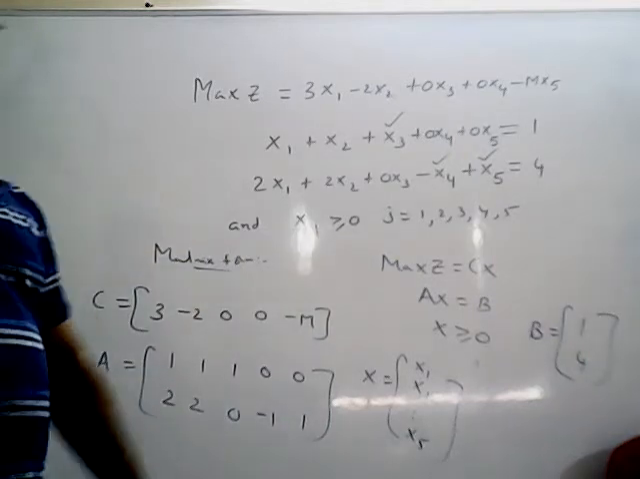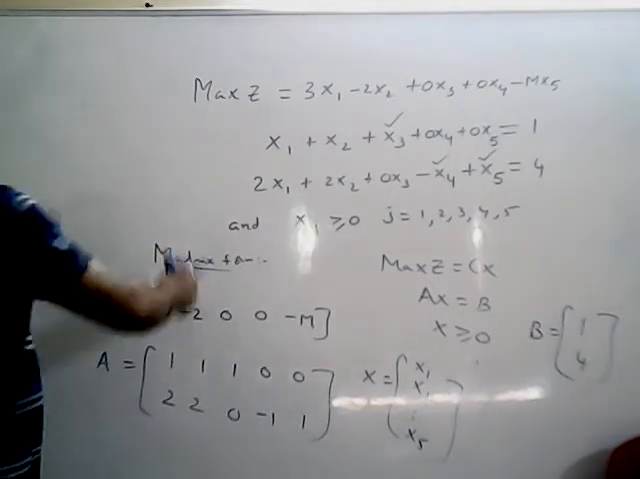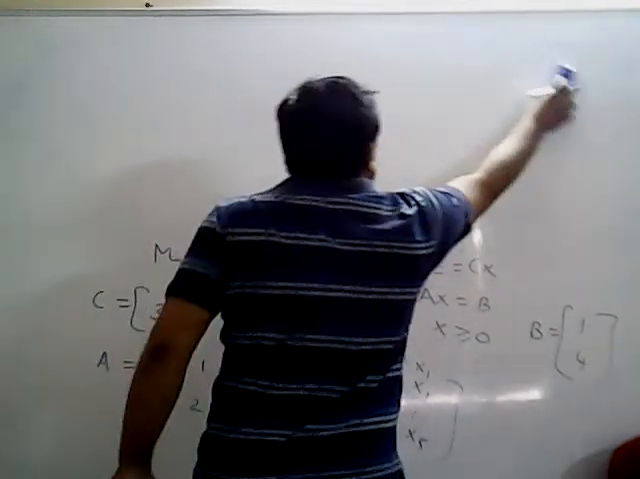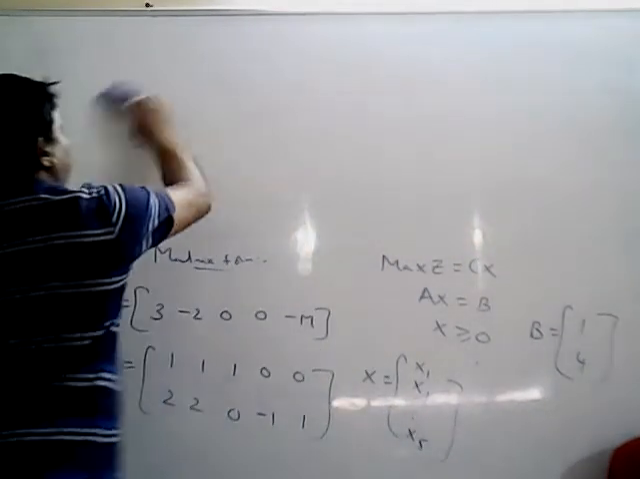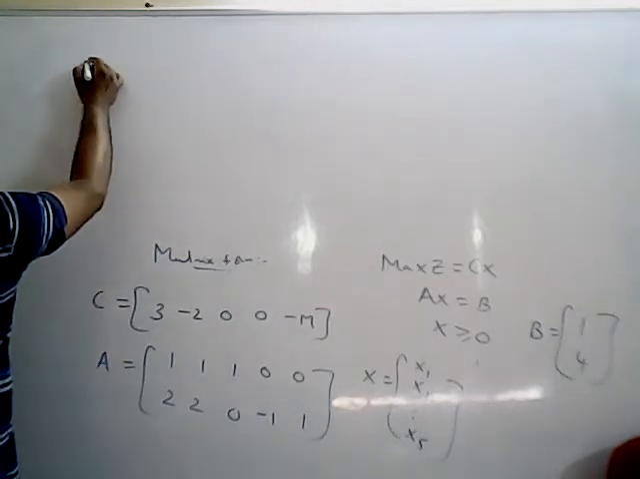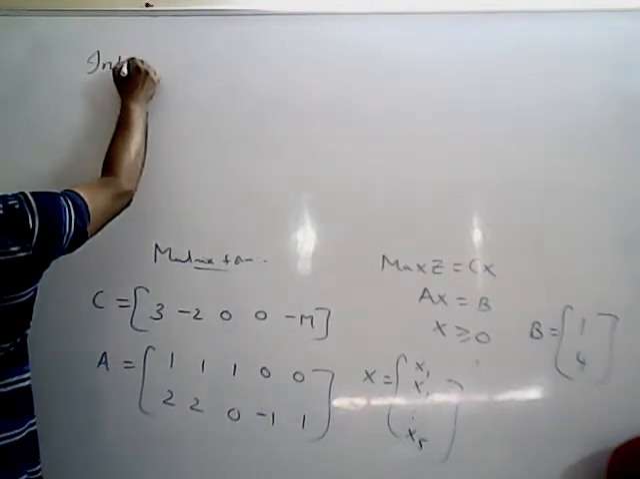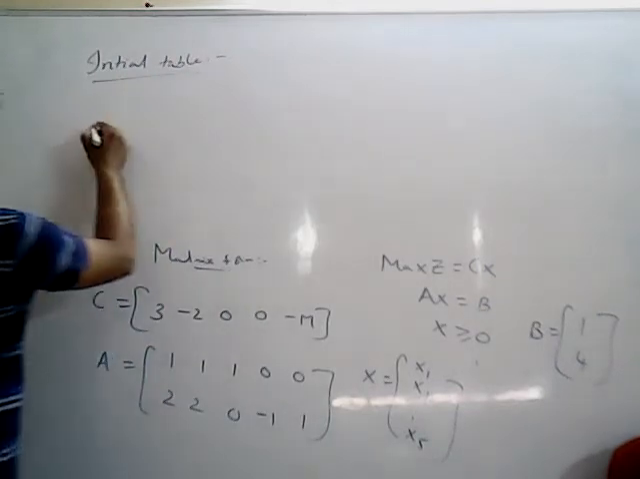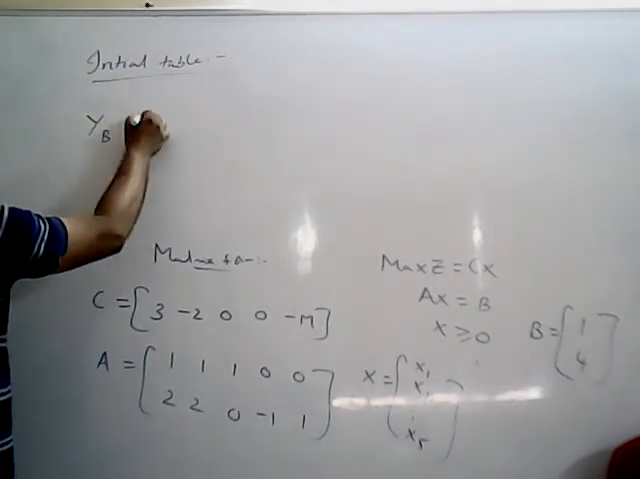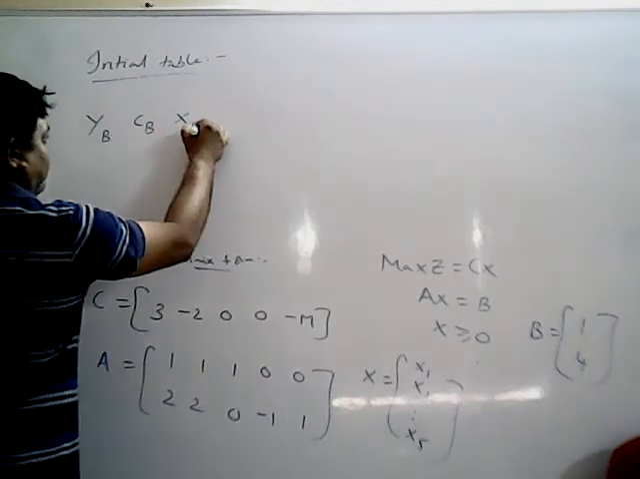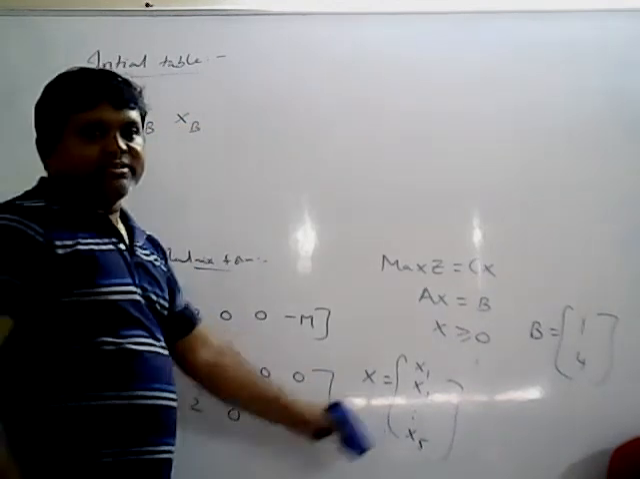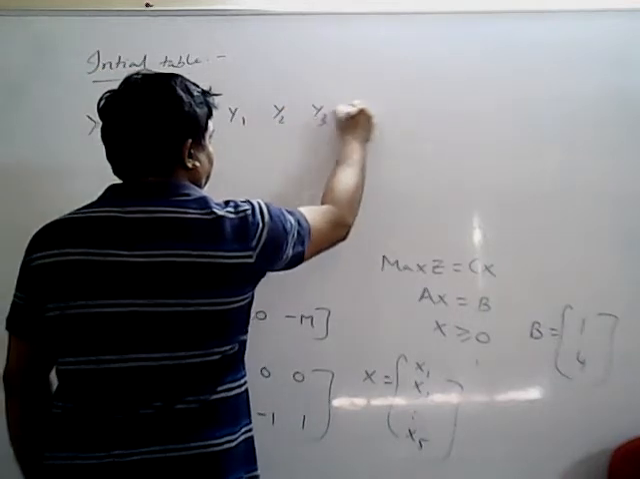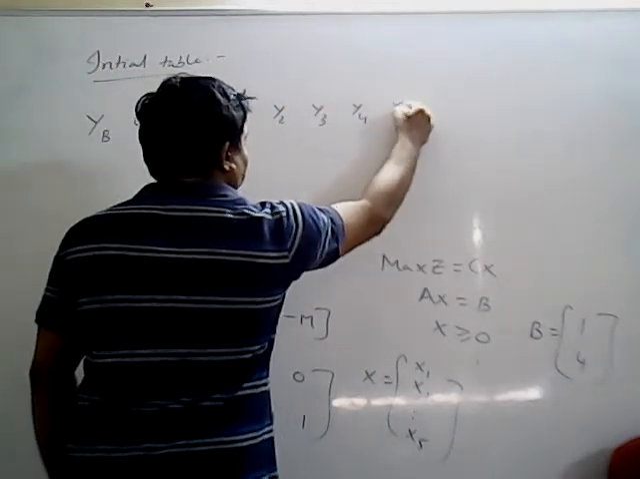Now the starting table or initial table. Step number 4. Now all of you know what columns are required. Tell me. YB, CB, XB. Now how many variables are there? 5 are there. That means Y1, Y2, Y3, Y4, Y5.